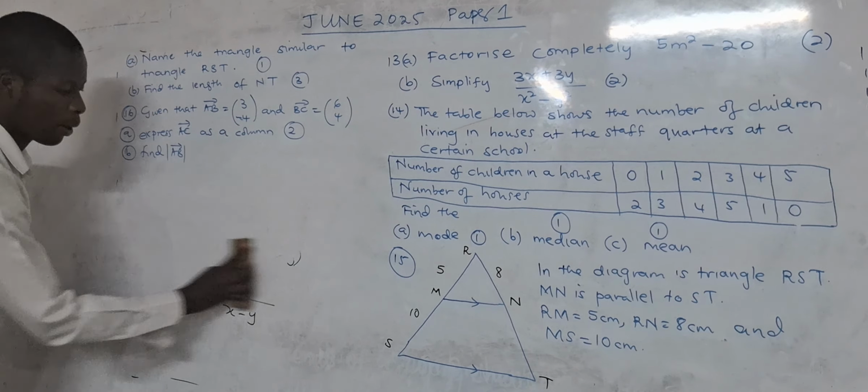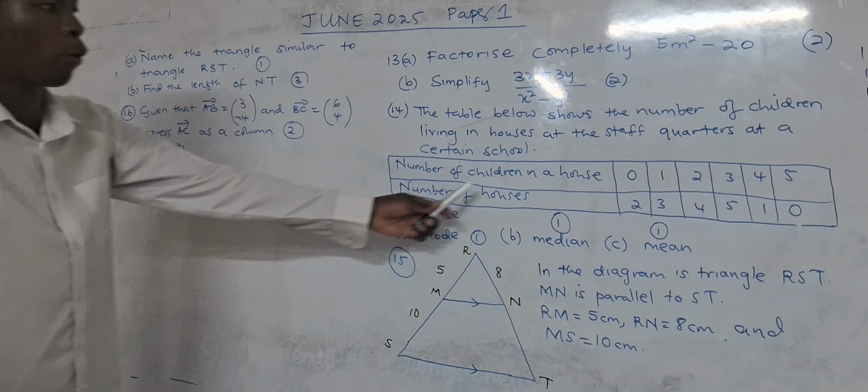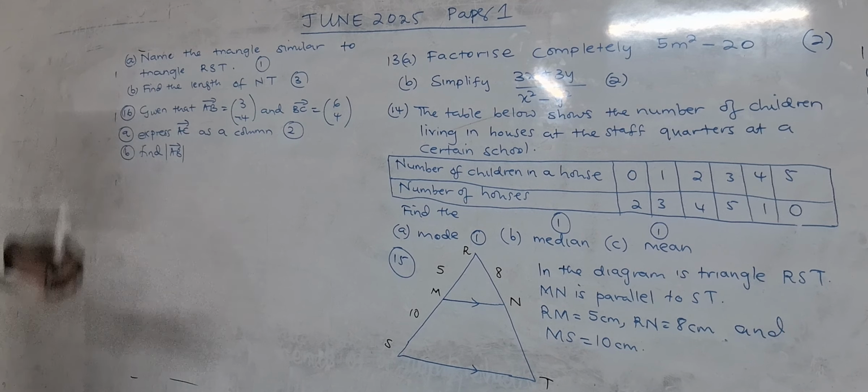Let's move on to question number 14. The table below shows the number of children living in houses at the staff quarters at a certain school. You are given the number of children in a house and the number of houses. Find the mode, median, and mean.